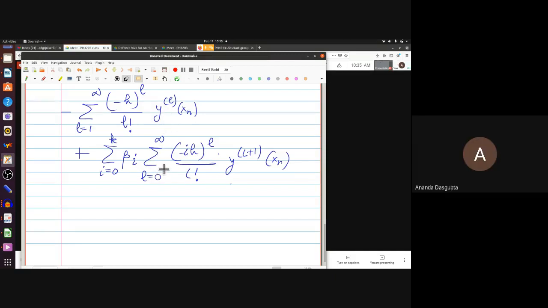Now, all you have to do is just match the coefficients of the various derivatives of y. Remember, yl comes with h to the l here, right? And here, what does yl come with? Sorry, I missed out that there is an h in the front also, right? Because h times the slope. This is the average slope weighted by these various factors beta I. So what should yl come with here? The nth derivative? What power of h?